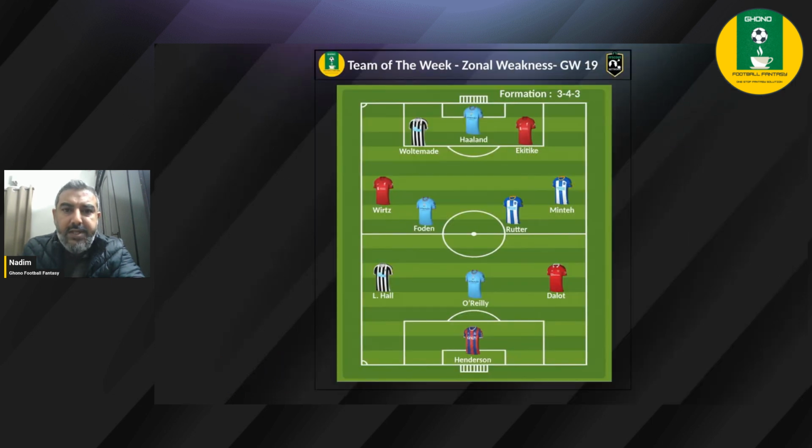Let's move on to the team of the week, and not much really a surprise, with Haaland, Wood-Mada, and Eze making the striking positions in a 3-4-3 formation. Reeds, Foden, and Rutapa and Mint, rightly so, out there, given that they're facing some of the weakest opponents. Lewis Hall and O'Reilly and Dalot, as we have seen in the zonal weakness, are also occupying this particular space.